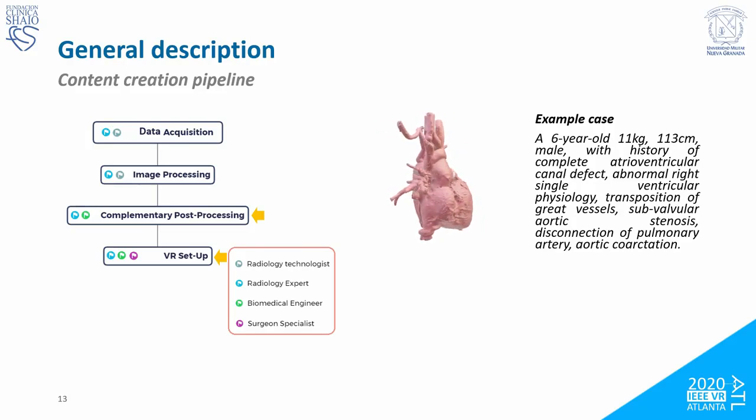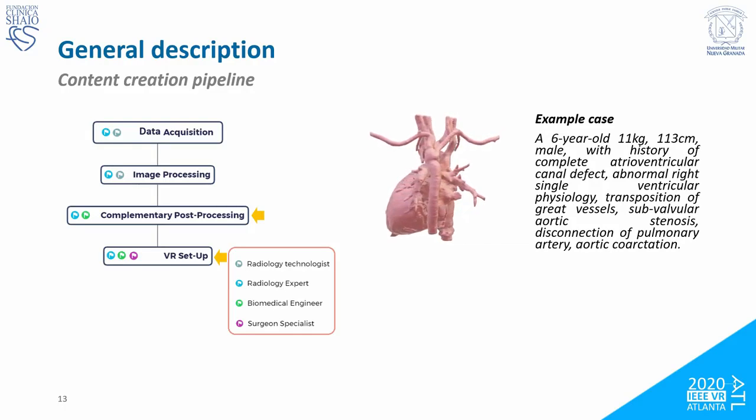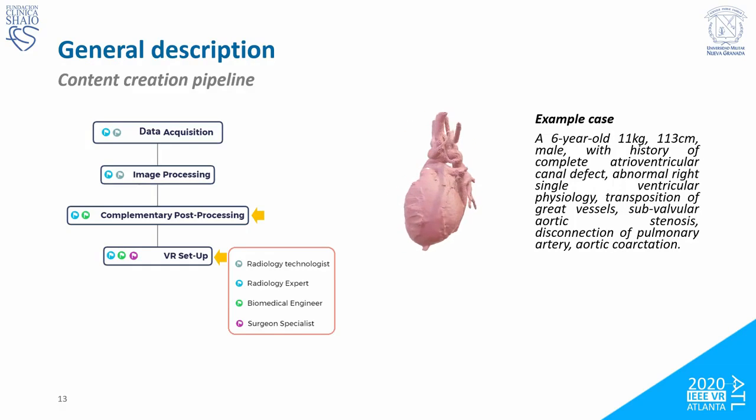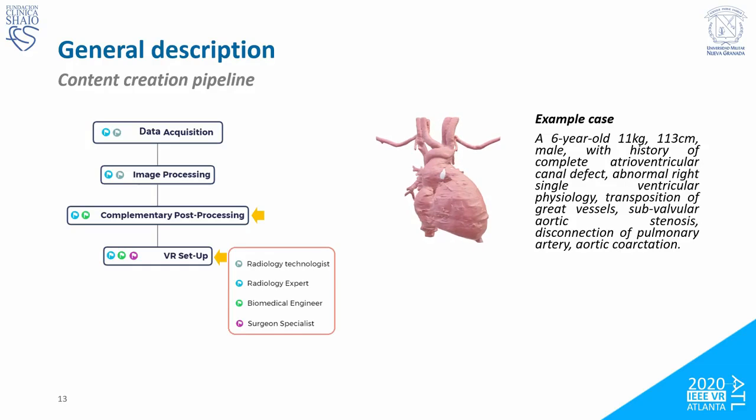The data that we use in the description of this process corresponds to a 6-year-old male with a history of complete atrioventricular canal defect, abnormal right single ventricular physiology, transposition of great vessels, subvalvular aortic stenosis, disconnection of the pulmonary artery, aortic coarctation, among other pathologies.